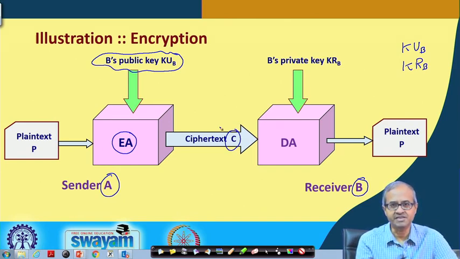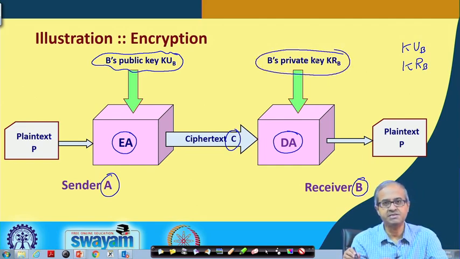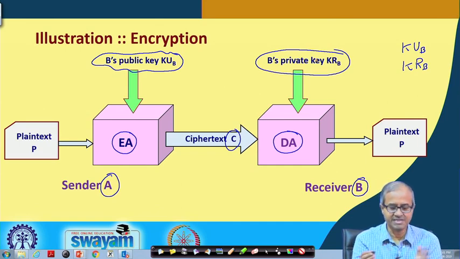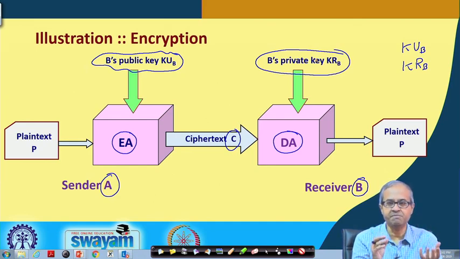What is the receiver doing? Receiver is running a decryption algorithm, but now this decryption algorithm is using B's private key, which is only present with B. This algorithm is designed in such a way that if you encrypt using public key, then you can decrypt using private key, or also the reverse. If you encrypt using private key, you can decrypt using the public key.